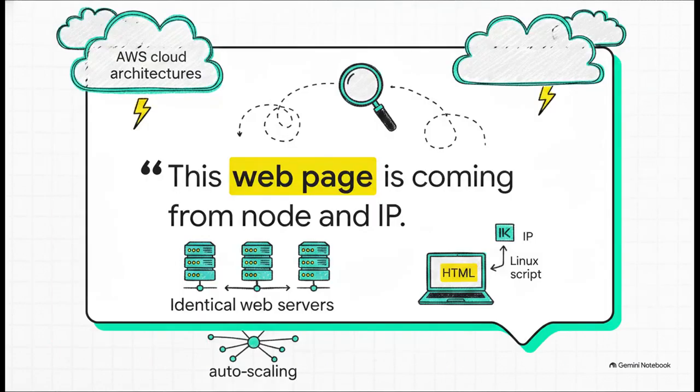Our second prerequisite involves a pretty clever little trick with a user data script. Think about it. When we launch all our identical web servers, if they all just display some generic welcome page, we'd never actually know which invisible background server is handling our request, or if our auto-scaling is genuinely working. So we write a quick Linux script to inject the server's unique IP address and hostname directly into its HTML. When we load the page, it literally tells us, this web page is coming from node and IP, so we can physically see and track our fleet.